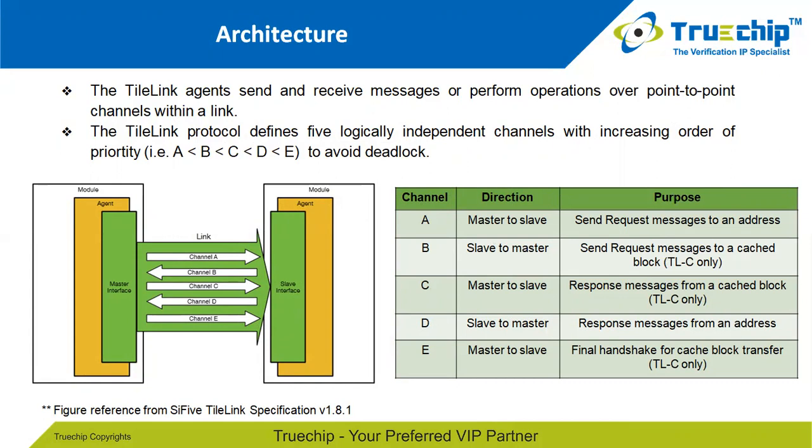The TL-UL and TL-UH operations will be performed on channels A and D only, so these are the mandatory channels. TileLink C adds 3 new channels, that is B, C, and E, in order to perform the cache operations. In order to avoid deadlock, TileLink has specified priorities among all these channels in increasing order. Channel C has higher priority than channels A and B, and channel E has the highest priority of all the channels.